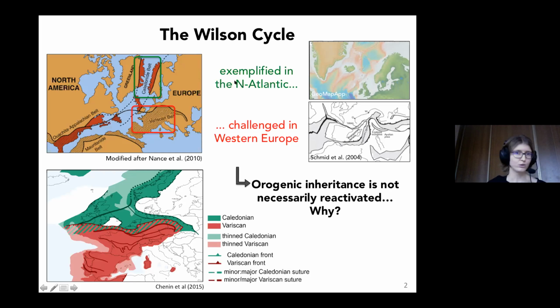And when we look just on a large scale, we can see that in the North Atlantic, the rift system followed the Caledonide suture zones, but in the south, it either surrounds or cuts the Variscan orogen at high angle, so it doesn't follow the suture zone, which means that orogenic inheritance is not necessarily reactivated in the same way. And the question is why?